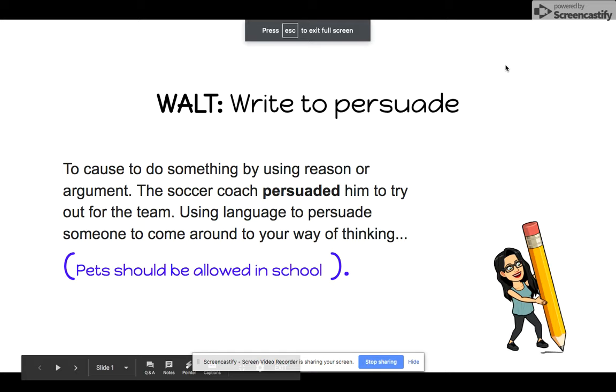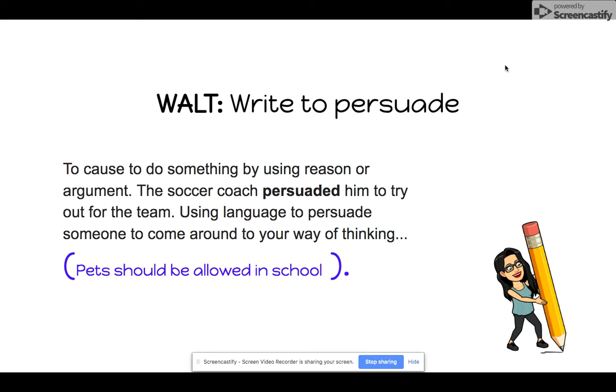We are learning to write to persuade. Persuading somebody is using persuasive language to get them to do something by using reason or arguments. An example could be: the soccer coach persuaded him to try out for the team. It means using language to persuade someone to come around to your way of thinking. What if I said pets should be allowed in school?